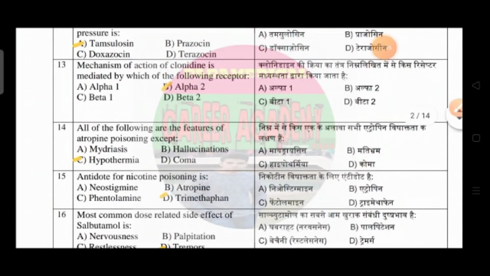Question number 13: Mechanism of action of clonidine is mediated by which of the following receptors? Option A alpha 1, option B alpha 2, option C beta 1 and option D is beta 2. So the correct answer is option B, that is alpha 2.